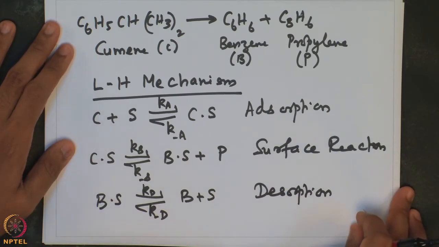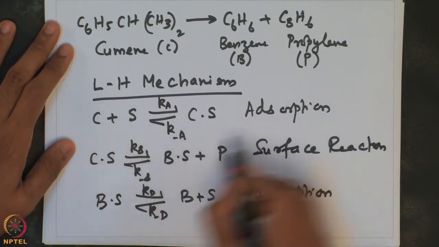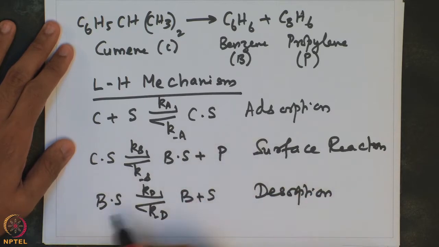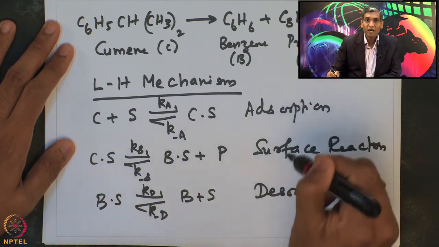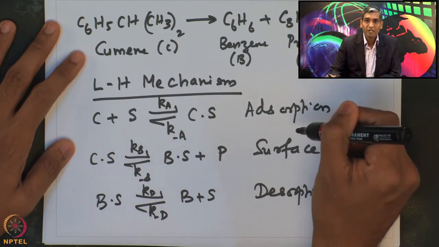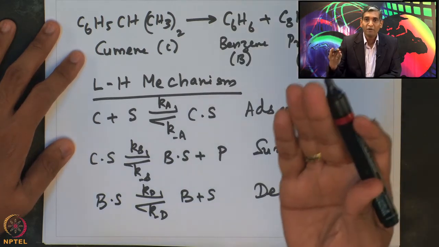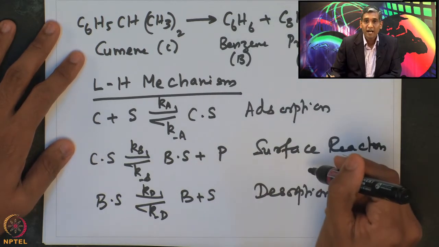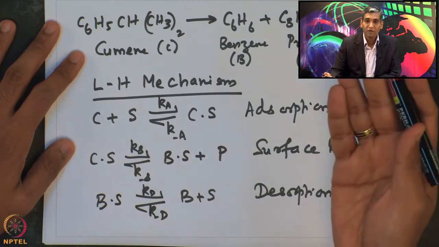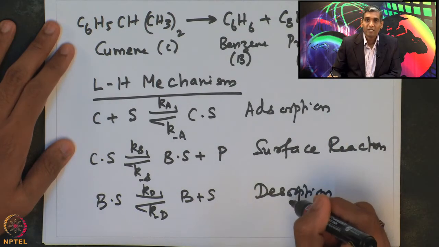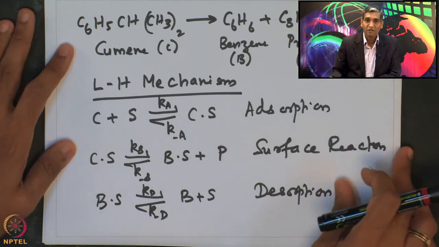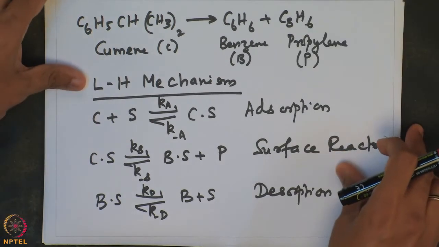So, what we are going to do now is write the rate law for each of these steps, and one by one we are going to assume: if adsorption is the rate limiting step, what will be the overall rate law; if surface reaction is the rate limiting step, what will be the overall rate law; and if desorption is the rate limiting step, what will be the rate law. So, we will see each of these three cases separately.